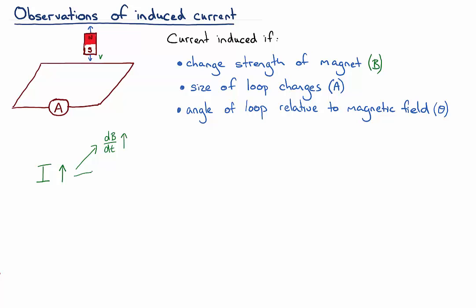The same goes for the area. If the area is changing quickly, then the current will change quickly. And the same will apply for the angle between, well, the orientation of that magnet. And I'm going to write that just in words this time. The rate of change of magnet orientation.